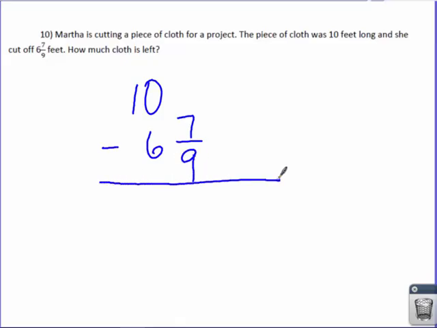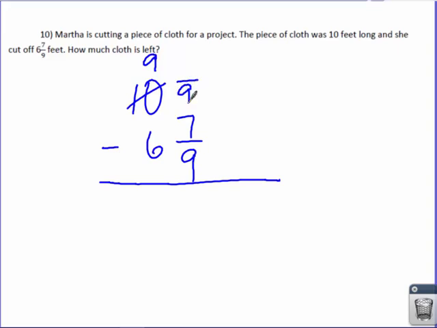Okay, now this is one of our subtraction with borrowing problems. I don't have a number up here, so I've got to find one. I've got to get a fraction up there. So where do I get it? I get it from the 10. So the 10 becomes a 9. Okay, and then the fraction that I have here has to be equivalent to 1, but has to have a 9 on the bottom.